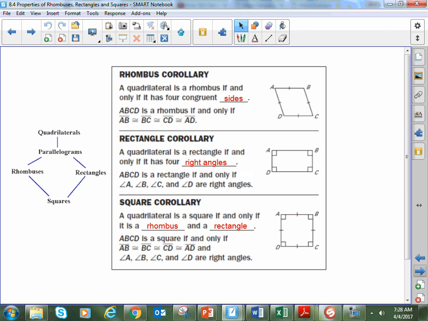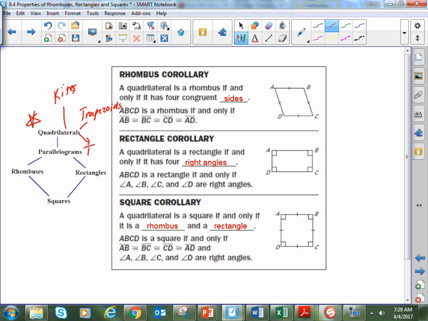One thing I would like you to pay attention to, add this into your notes, is this little diagram right here, our family tree. There are other quadrilaterals on here. There are trapezoids, there are kites, there are things called trapezium. They all have things about them, but they are all quadrilaterals.